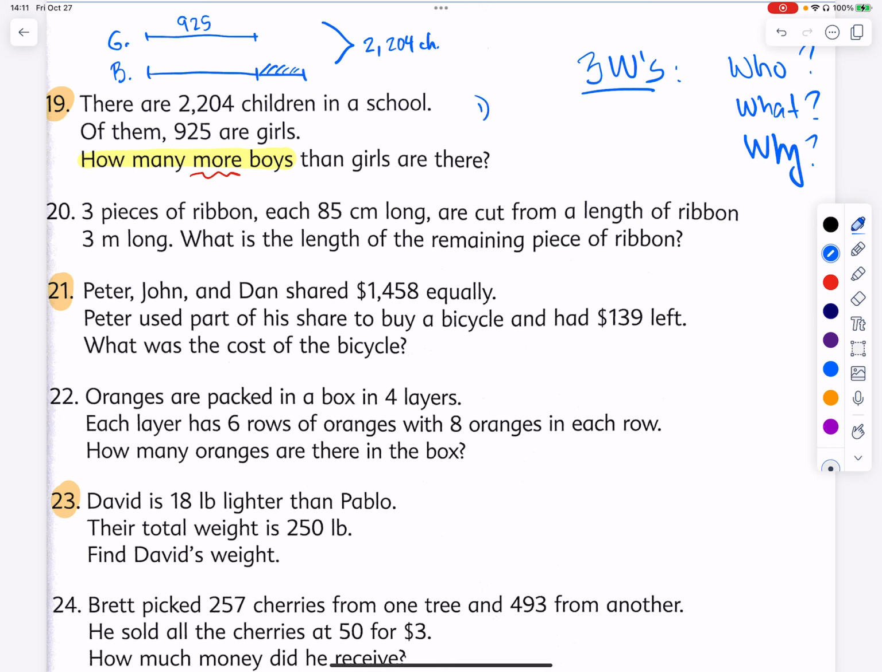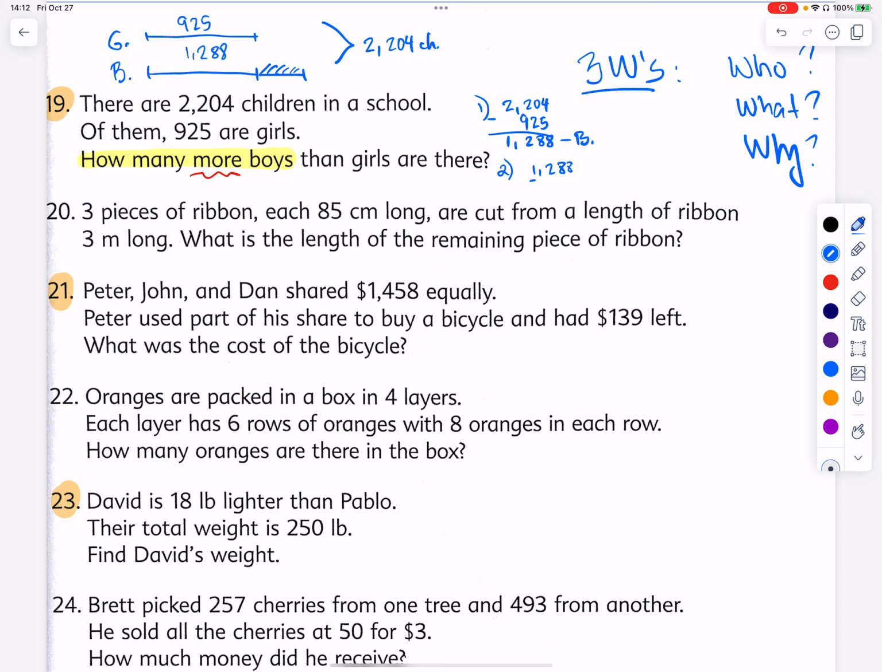Step 1. Let's find the number of boys. 2,204 minus 925 gives us, let me look, I believe it gives us 1,288. What did we just find? We found the number of boys. We found that there are 1,288 boys. Is the problem asking how many boys? No, the problem is asking how many more boys. Well, we now see there are more boys than girls. There are fewer girls than boys. How do we find the difference in mathematics? We do subtraction.